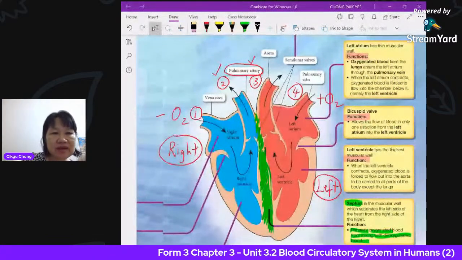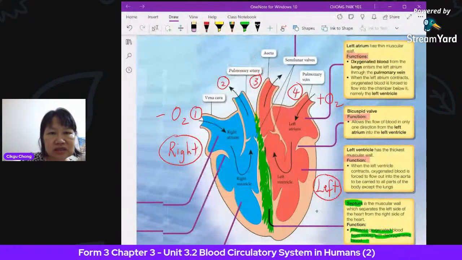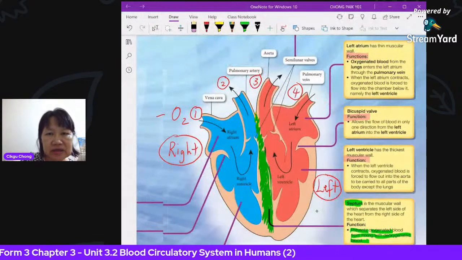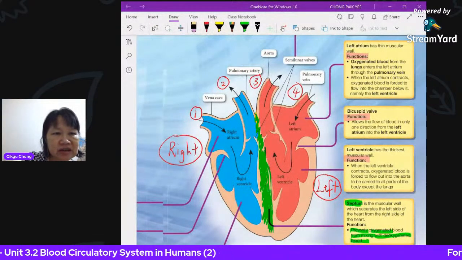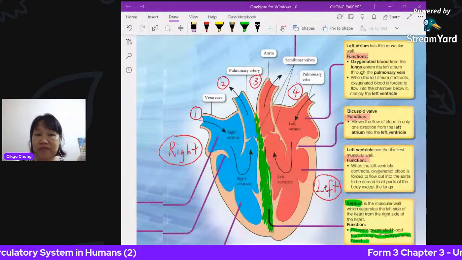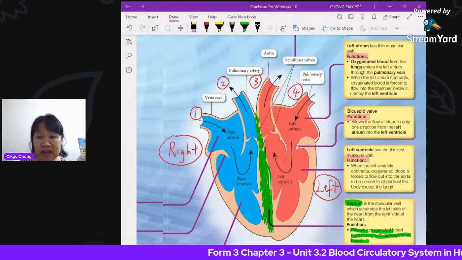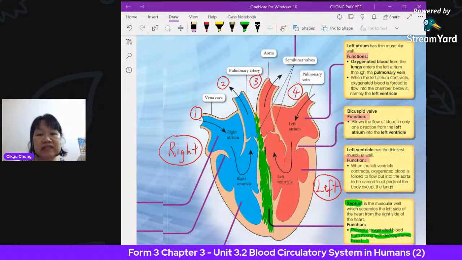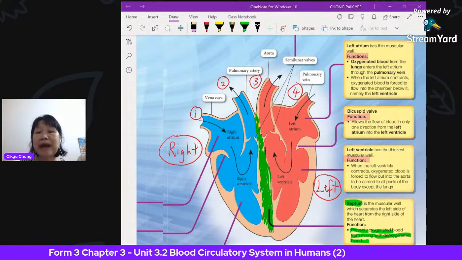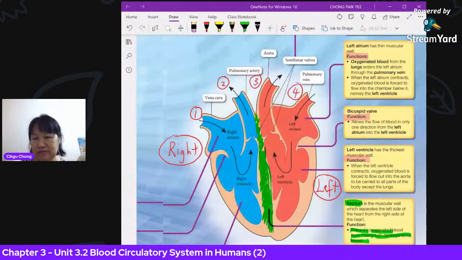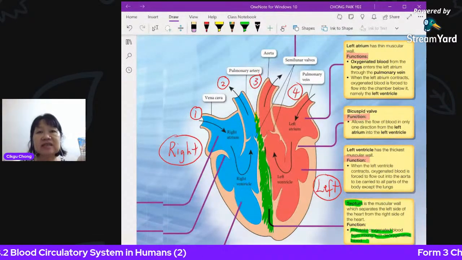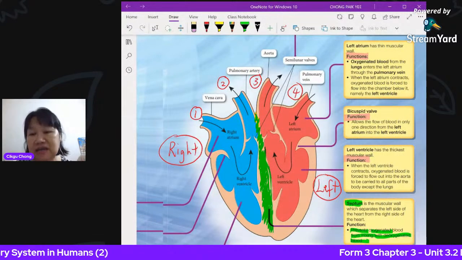Okay, I rubbed away so many wordings here. Cannot see properly. Okay, type in the chat box there. Which one is considered a vein? So a vein is, remember, a blood vessel that carries blood back to the heart, or into the heart. Okay, it carries blood into the heart. So which one?